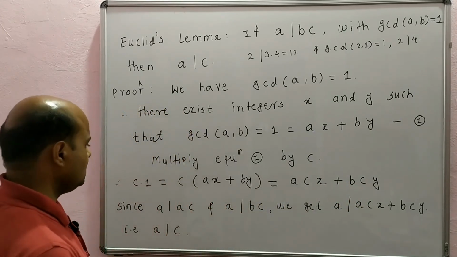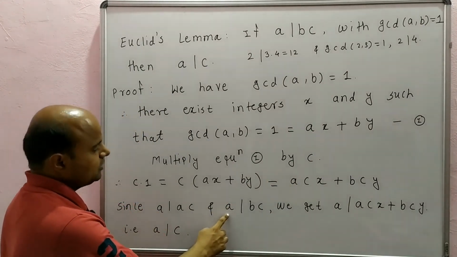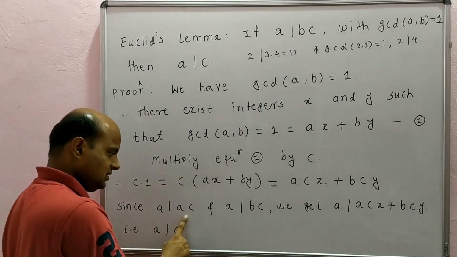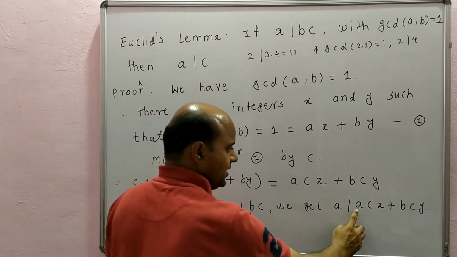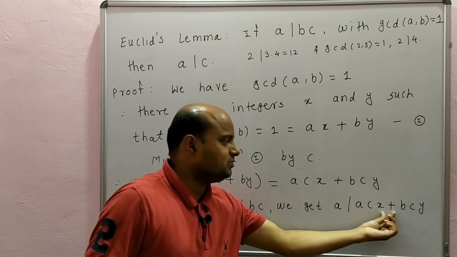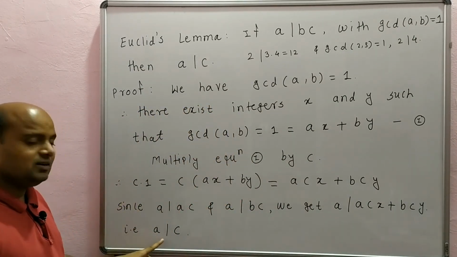Now a divides ac, and already we have been given a divides bc. Since a divides ac and a divides bc, we will get a divides acx plus bcy. And what is acx plus bcy? That is c. Therefore, a divides c.